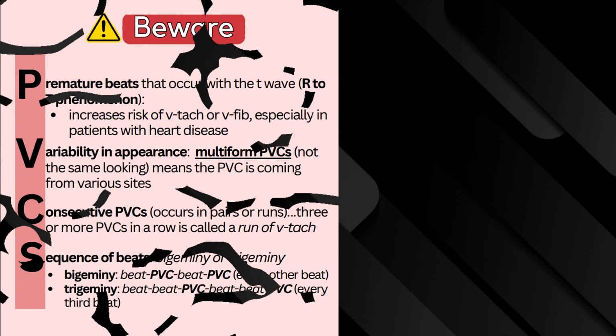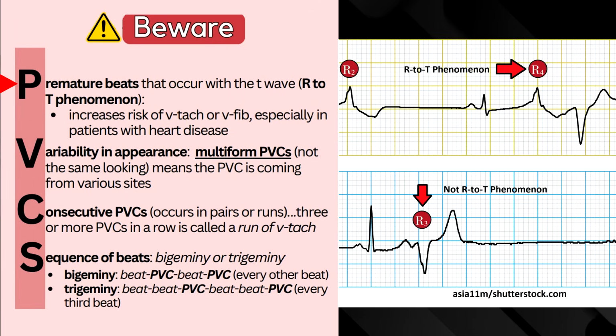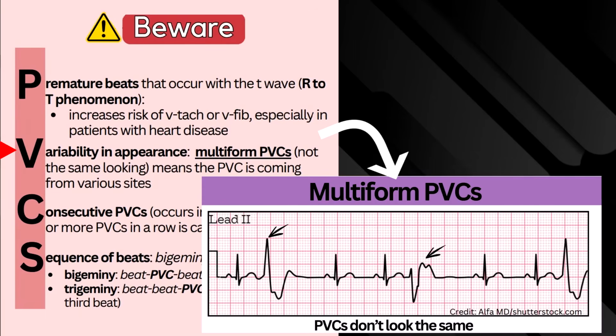So some of those characteristics that you want to be aware of are the following, and to help you remember those characteristics, remember this mnemonic I created called PVCs. First characteristic is that the premature beat occurs with the T wave. This is known as the R to T phenomenon. And this can result in an increased risk of the patient experiencing VTAC or VFib, especially in patients with heart disease. Another thing is variability in appearance.